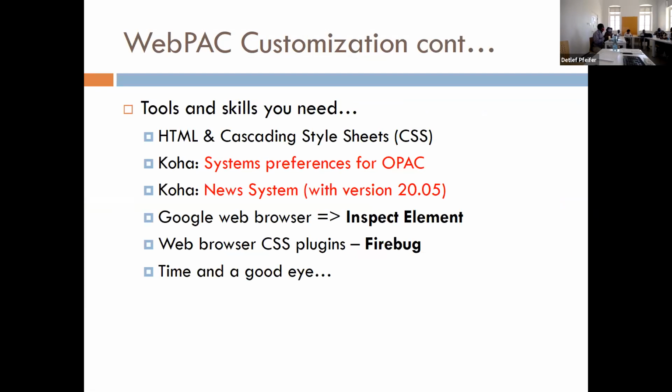Then you also need to know the system preferences that control the OPAC. You also need to know the inspect element. You can use a browser to inspect how elements on a page are styled. So, for example, you can inspect an image that you see on a web page to see how that image was brought in, how the image is styled, and you can actually overlay. Then, of course, you need time. So this is basically what you need.